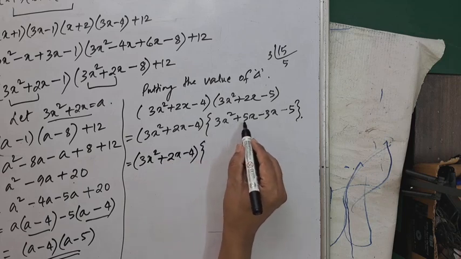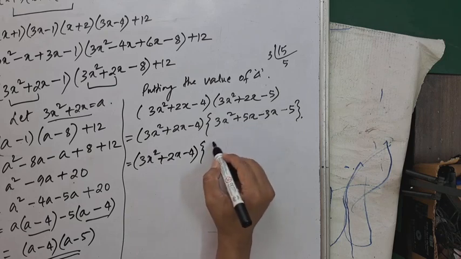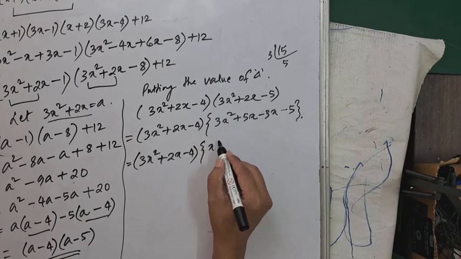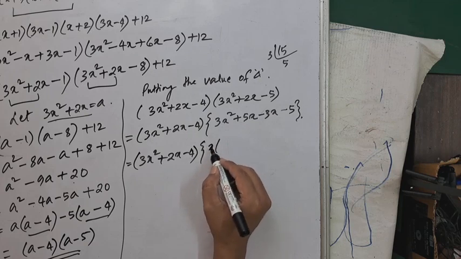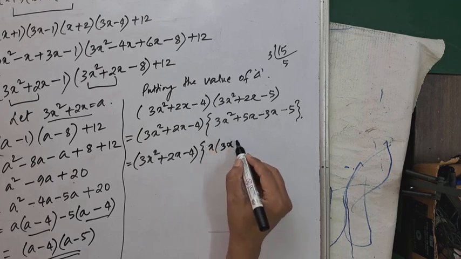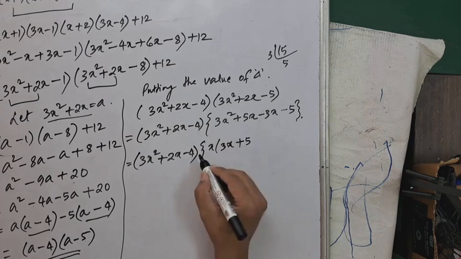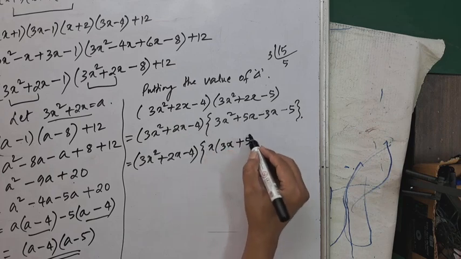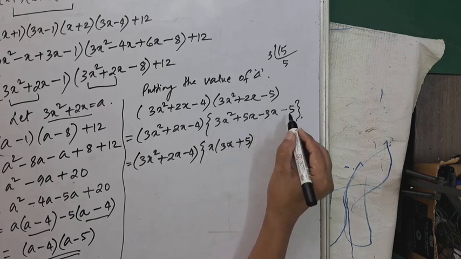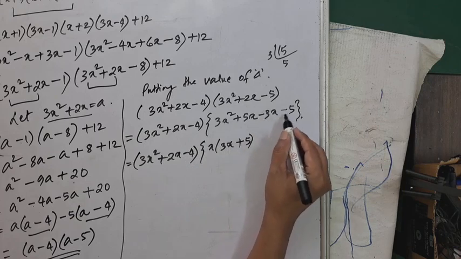Now here we have common x, isn't it? In these two terms we have common x. So we take x common. Within the bracket we have x into 3x, which will give us 3x square. This plus we write here. X into 5 is 5x. Bracket close.